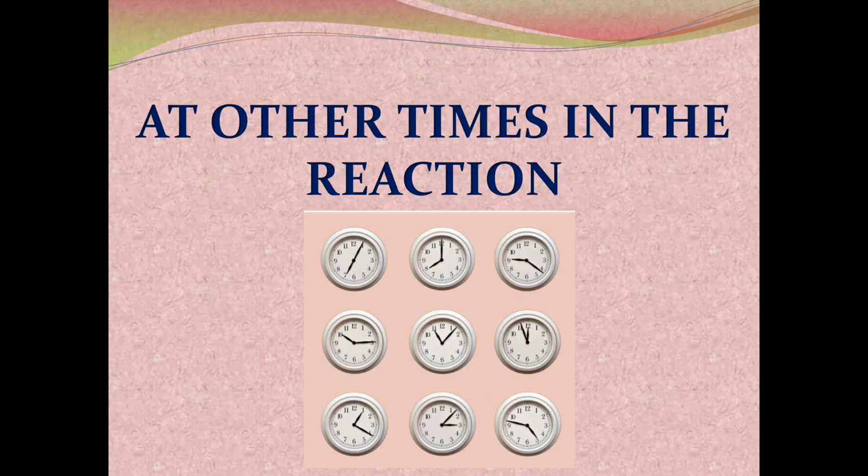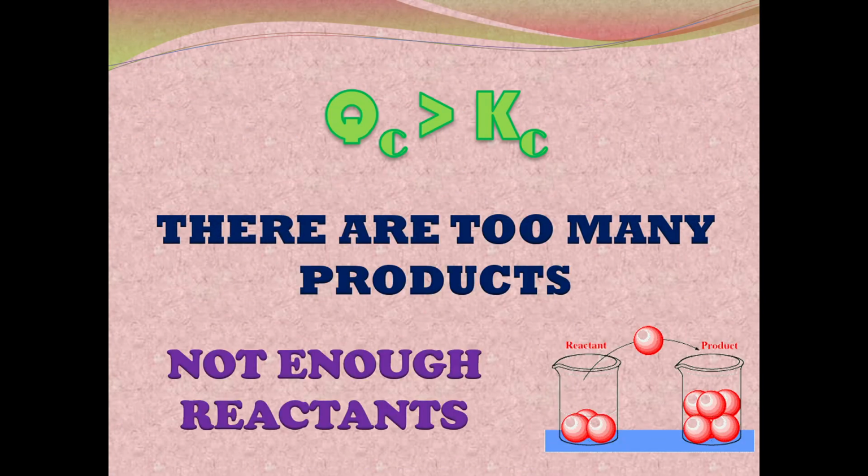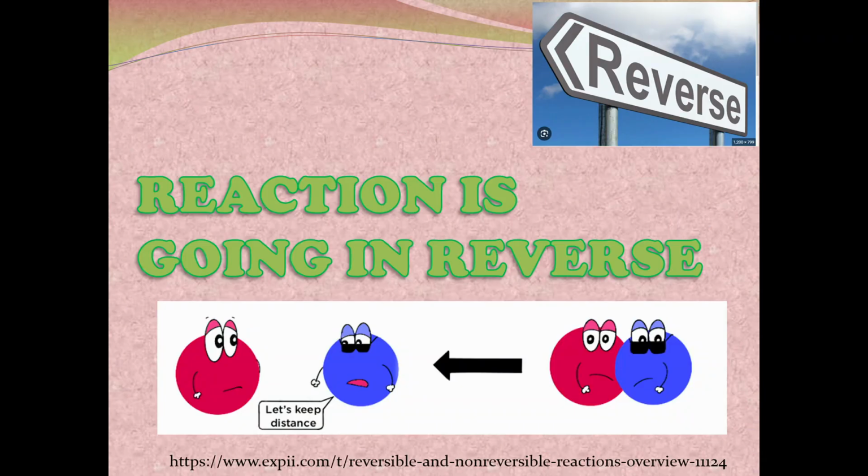So, when Q sub C is greater than K, I have too many products, not enough reactants, so the reaction is going to go in reverse. And the reaction will continue to go in reverse until we reach an equilibrium state. It doesn't go in reverse forever. It just goes in reverse until we reach an equilibrium state.